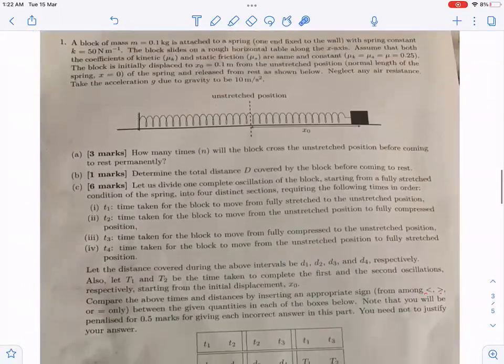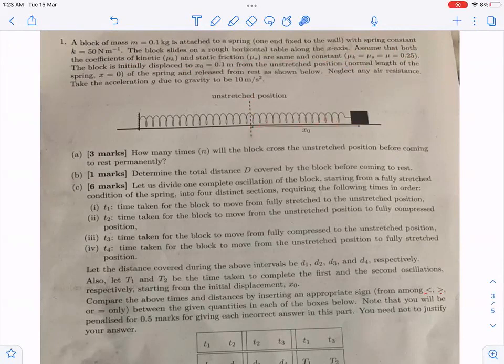So there's the problem statement. The block of mass 0.1 kg is attached to a spring. You can see one end is fixed to the wall, with spring constant given as 50. It slides on a rough surface, assuming that both the coefficients of friction are the same, mu k and mu s equal to 0.25. The block is initially displaced to x naught equal to 0.1 meter. So from the natural length, it is displaced and released.